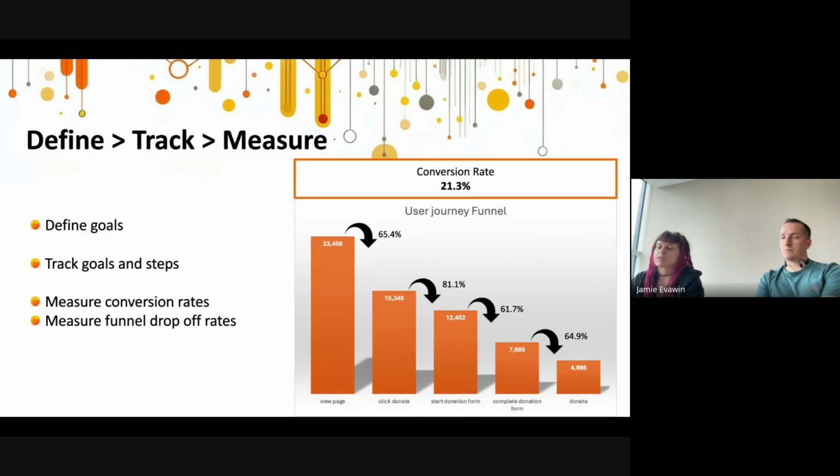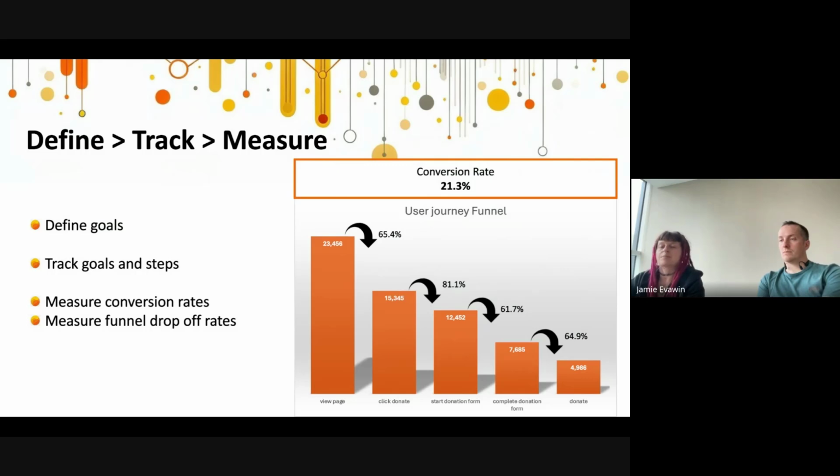because whilst tracking conversion rate is a great metric to see how well the website is performing, in order to improve conversion rate, we also need to understand all of the steps a user will take to actually reach that goal. So if we take a donation, first of all, the user might view a page which has got some sort of campaign. They might click the donate button, then they need to start filling out the donation form, then they need to complete the donation form, and then finally actually donate the money.